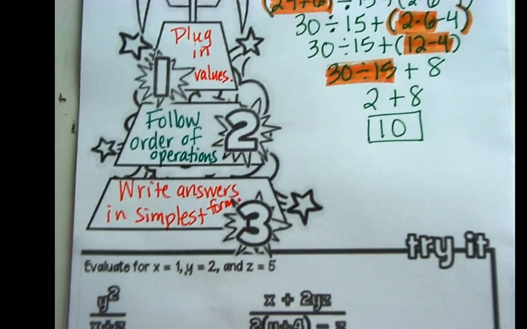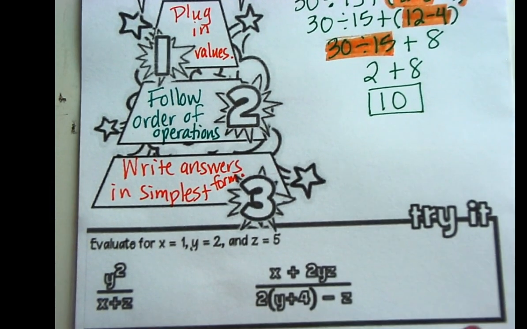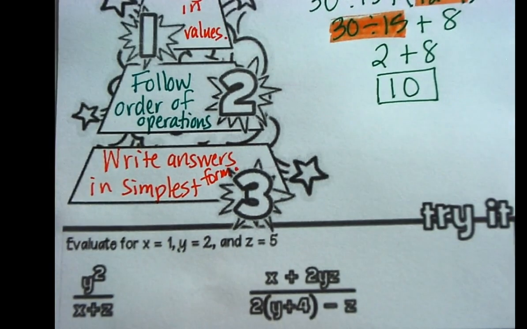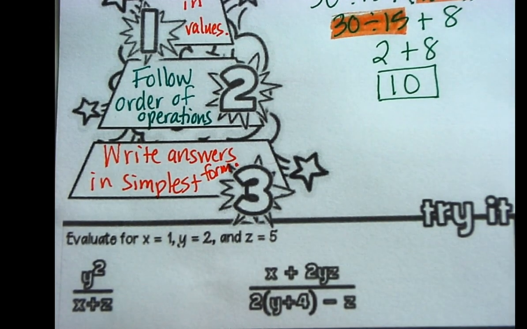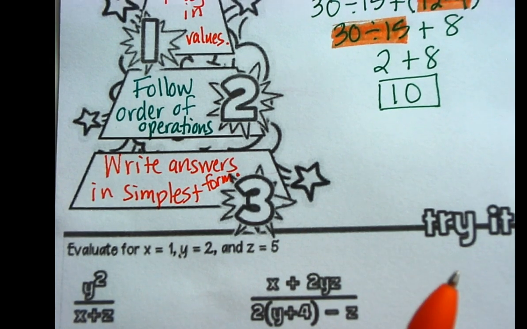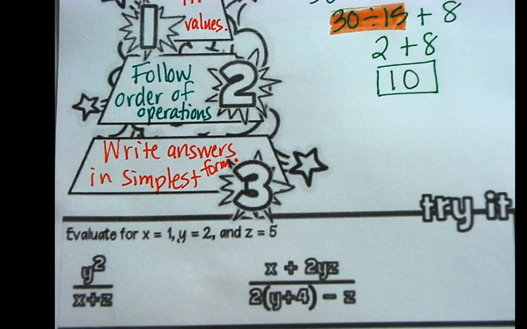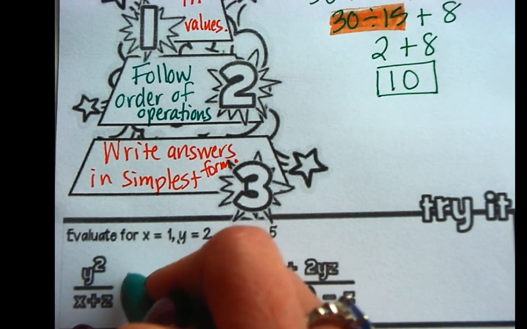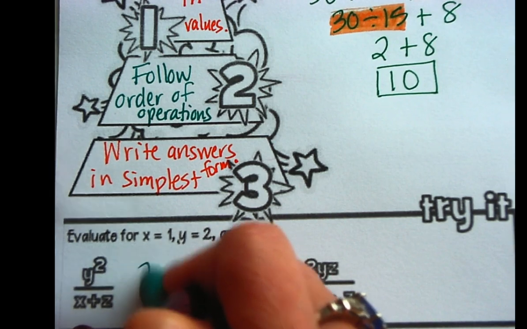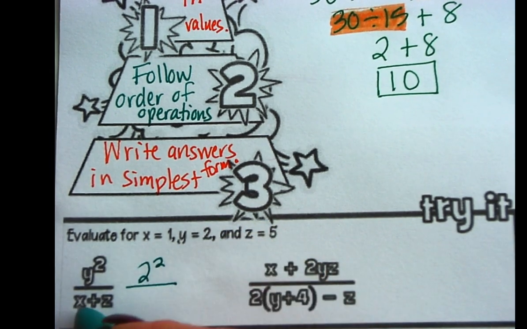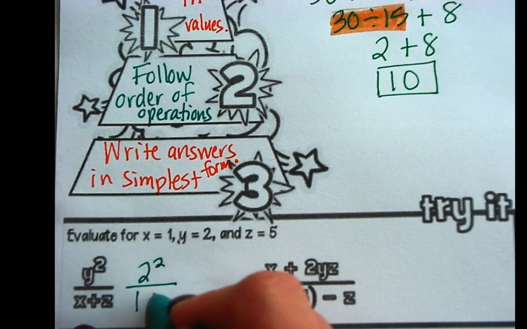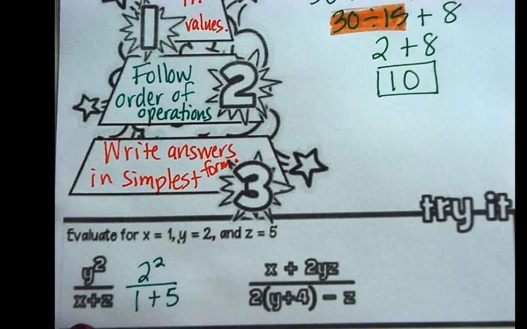So we're going to move up here. And this time we're given different values. We're given x is equal to 1, y is equal to 2, and z is equal to 5. So our first step again, if we look at our rocket ship here, is to plug in our values. So I'm going to do that now. I know that y is 2, so I'm going to plug in 2 squared plus x is 1, z is 5. And then I'm going to do my 2 squared, right? Because that's my exponent.